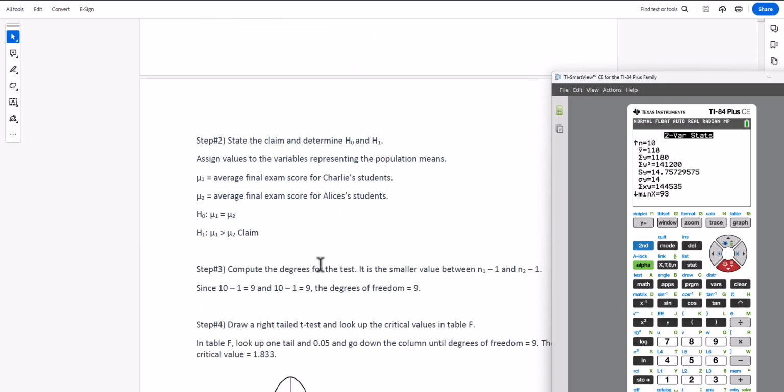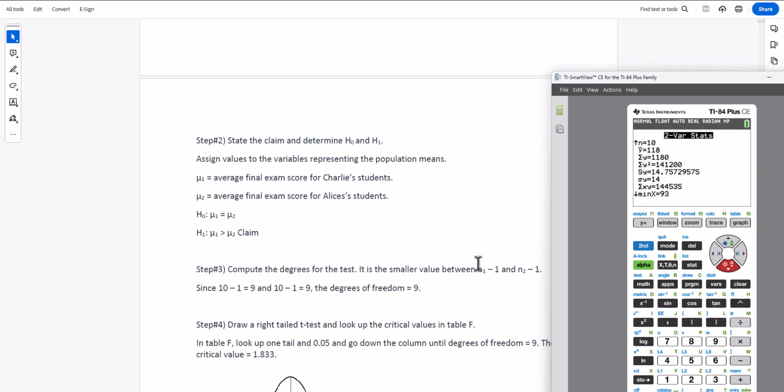Now, to set up the claim, we're going to say that mu sub 1 represents the average exam score for Charlie's students. Mu sub 2 is the average exam score for Alice's students. The claim is that mu sub 1 is greater than mu sub 2. That's H sub 1. H naught is that the two means are equal.